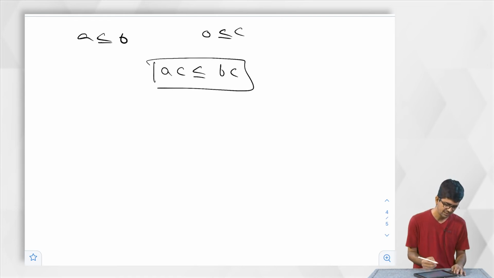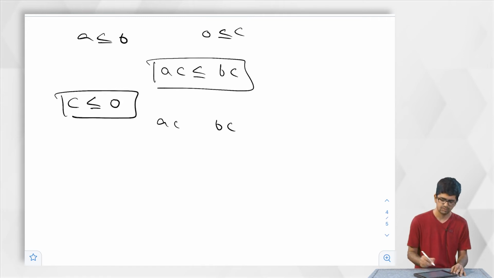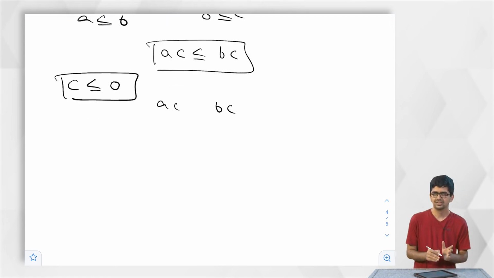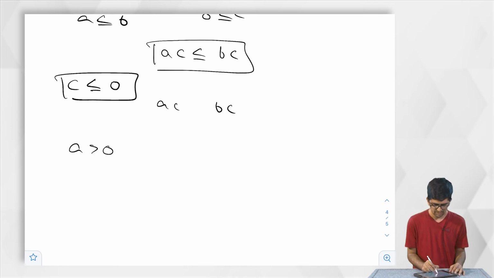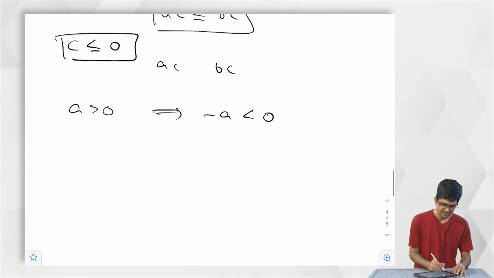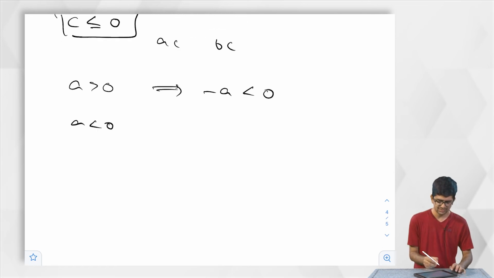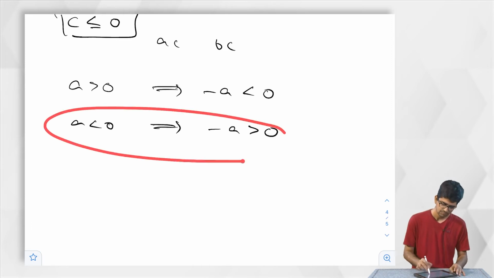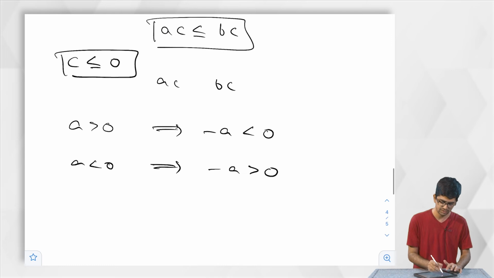Now what we are asking is, what can we say about AC and BC if I know C is less than or equal to 0? That is the question that we want to answer. And how do we do that? If A is positive, this implies minus A is negative. Similarly, if A is negative, the same observation as before confirms that minus A is positive. So we will use this observation in this situation.